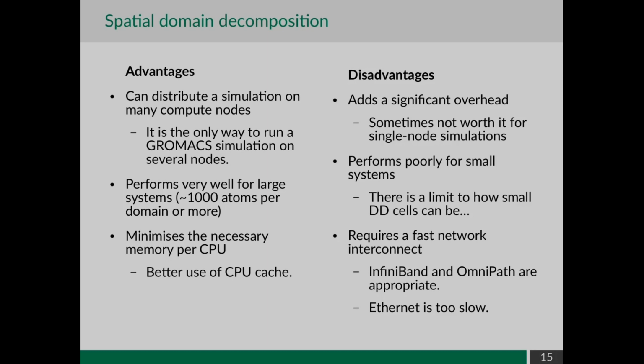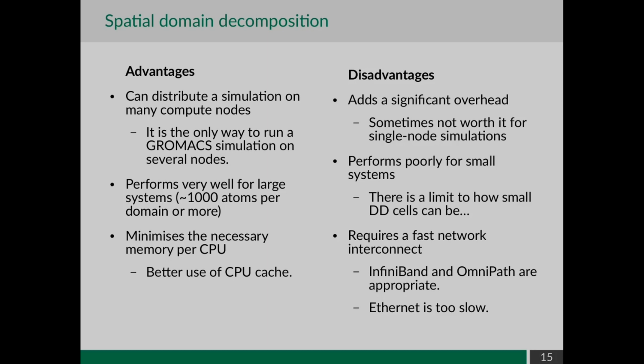However, DD also has some disadvantages. First, it has a significant overhead. You always need to communicate positions between the domains, and sometimes this is just not worth it for single node simulations. If you need many nodes, you have to use MPI and domain decomposition, but if you're doing a simulation on a single node, sometimes that's not worth it. Also, spatial domain decomposition performs poorly for systems that are already small because there is a limit to how small the domain decomposition cells can be.